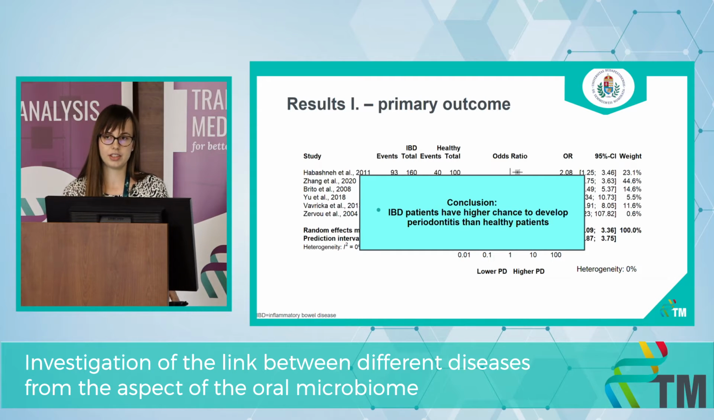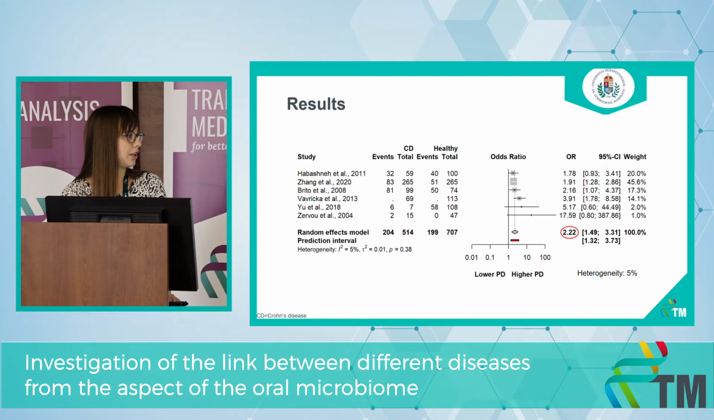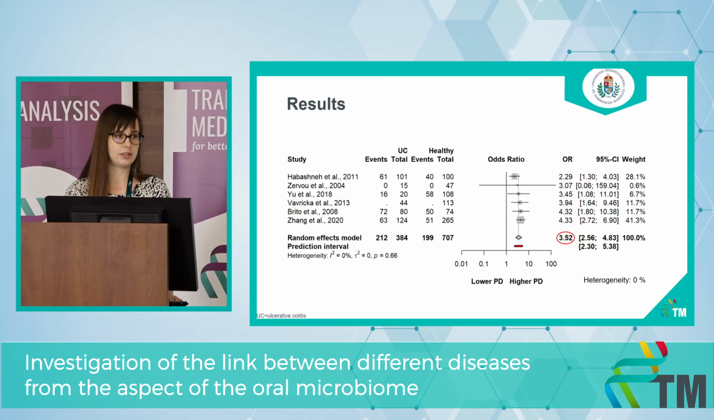We did this evaluation in subgroup analysis separately for Crohn's disease patients and also ulcerative colitis patients, which you can see on the following slides. On this slide, you can see the Crohn's disease patients compared with healthy patients. The odds ratio here is 2.22. And in the case of ulcerative colitis patients, the odds ratio is 3.52. The heterogeneity is very low in all three cases, and all odds ratios prove that IBD patients, also Crohn's disease patients and ulcerative colitis patients, have a higher risk for developing periodontitis.